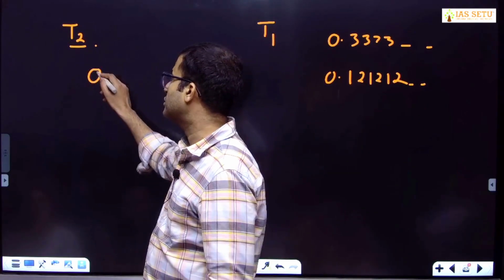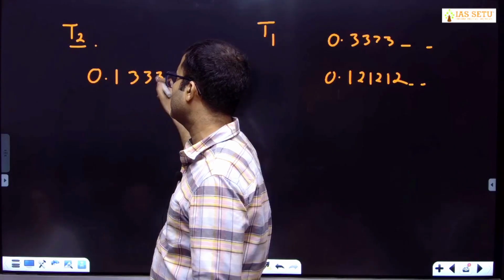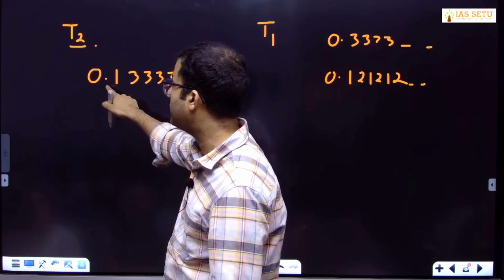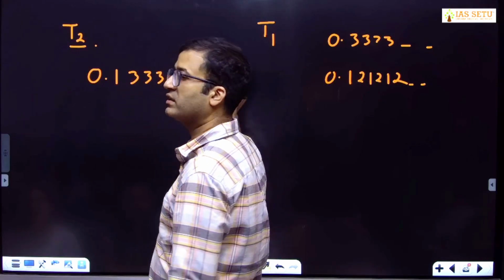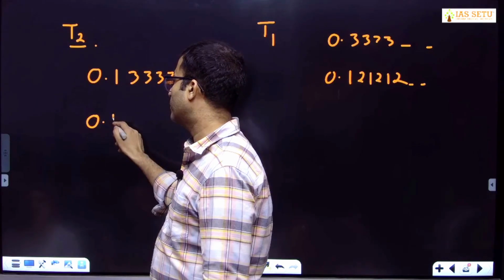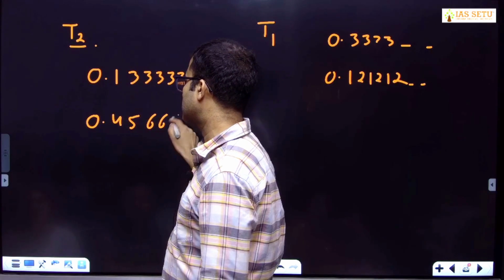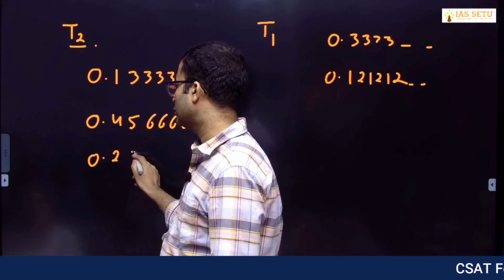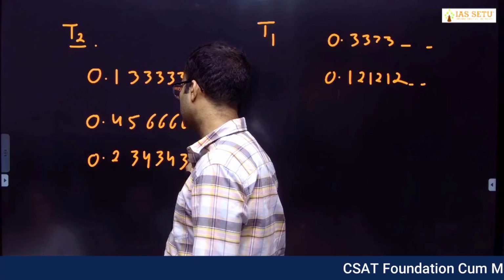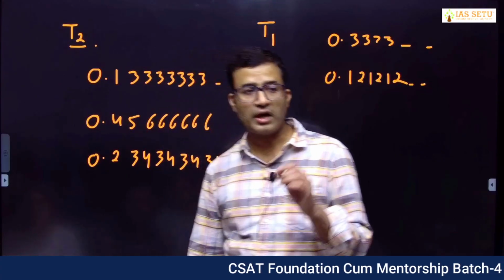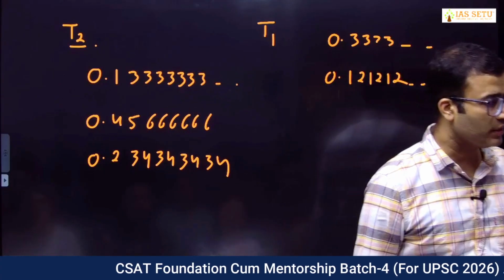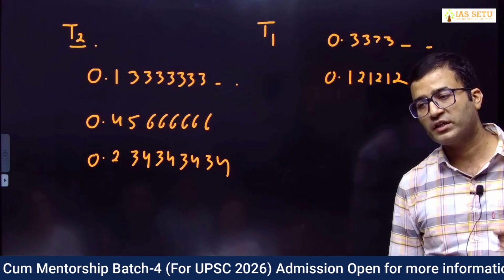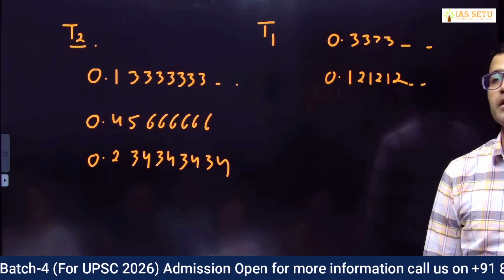यहाँ पे क्या आएगा? 0.13333. डिफरेंस क्या है? यहाँ पे डेसिमल के बाद you have 1, then there is a repetition. 0.45666666. 0.2343434. So type 1 questions are immediately after decimal there is a repetition, whereas in type 2 question after decimal we have some digit, then we have repetition.